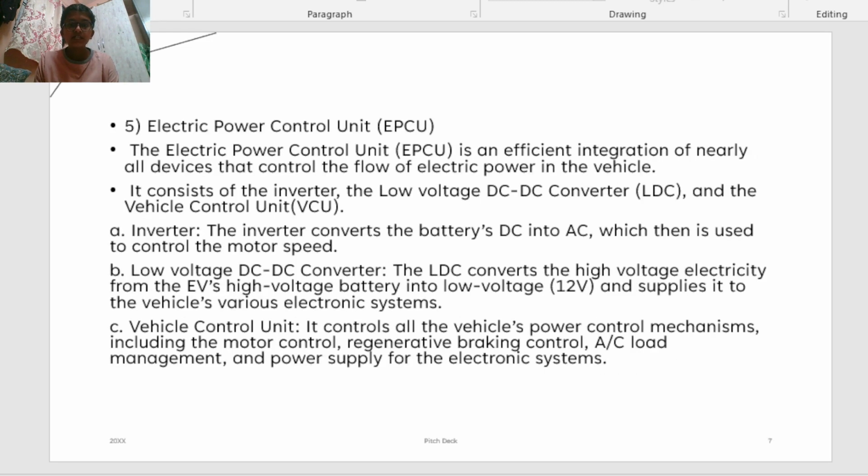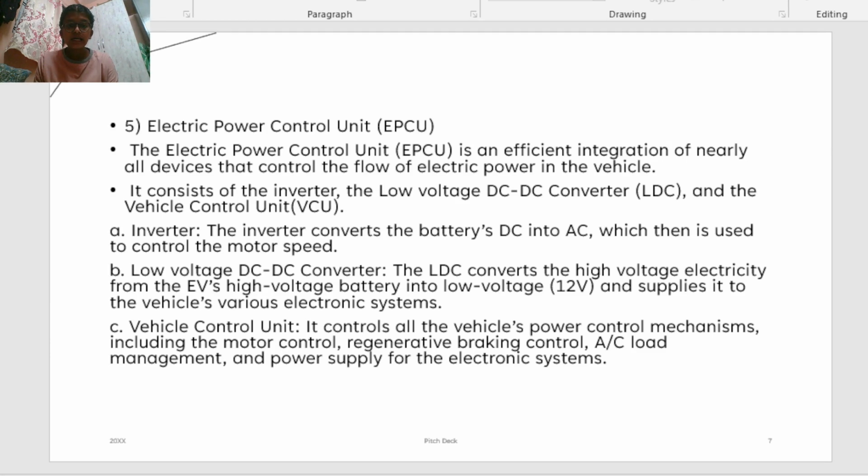Next we have the Electric Power Control Unit, EPCU. The Electric Power Control Unit is an efficient integration of nearly all devices that control the flow of electric power in the vehicle. It consists of the inverter, the low voltage DC-DC converter, LDC, and the Vehicle Control Unit, VCU. Under this, first we have the inverter. It converts the battery's DC into AC, which is then used to control the motor speed.